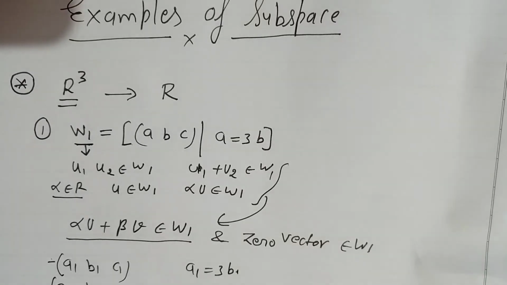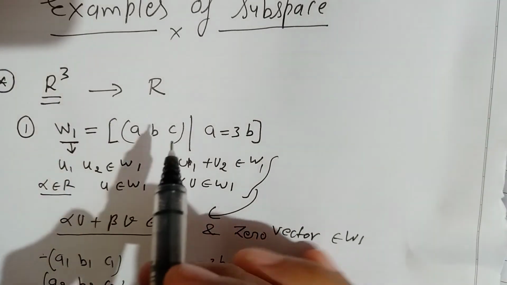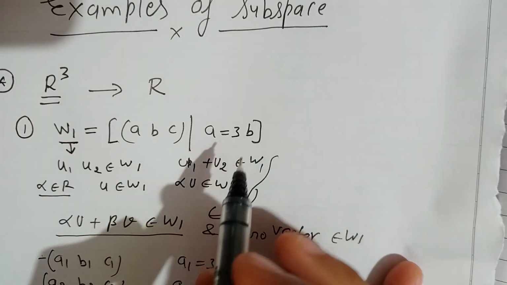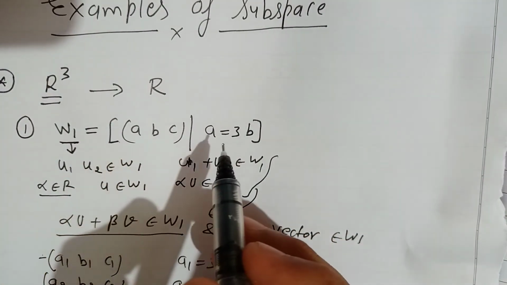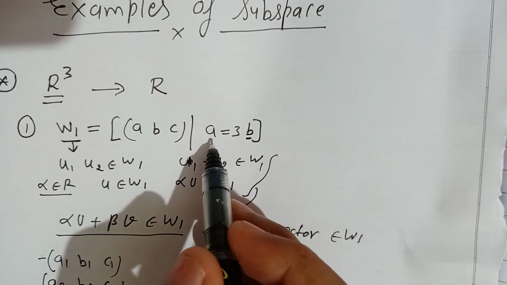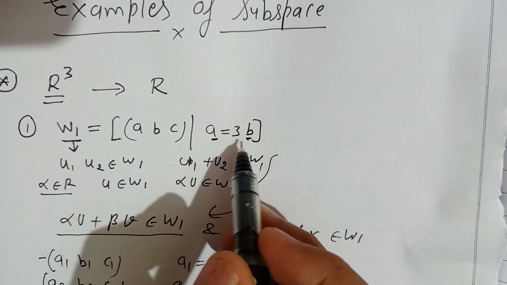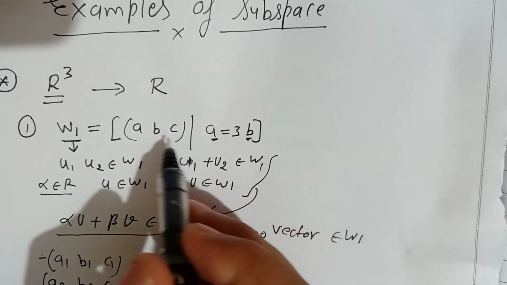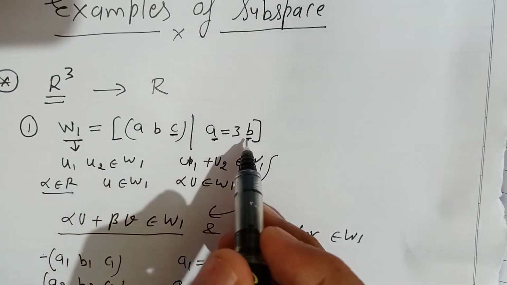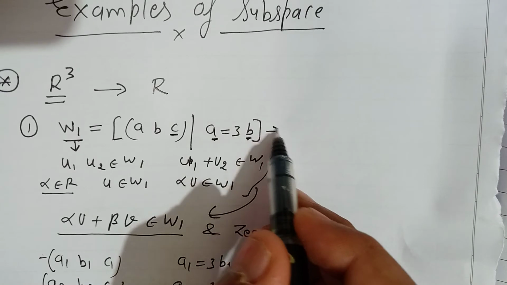Now let us see the dimension of a subspace, whatever we have discussed earlier. So W1 is {(A, B, C) : A equal to 3B}. How many free variables are there? If you fix B here, A is dependent on B. So here B is free, A is dependent on B, and C is free. So there are only two free variables. Fine. So we say the dimension is 2.